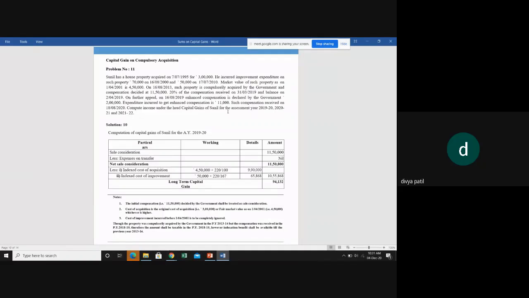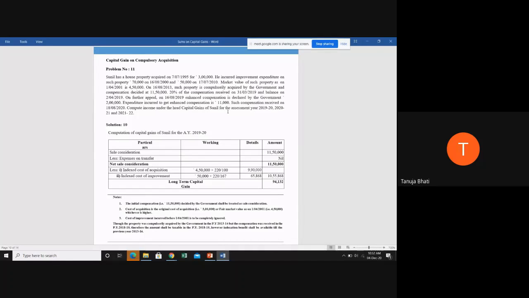Okay, so quickly I'll just ask you all some questions just to see whether you have understood it or not. Tell me, students, that initial compensation is taxable in which year? Which year are you going to tax the initial compensation? The year that you're receiving the compensation or the year where it is compulsorily acquired by the government? Which assessment year will you tax it?